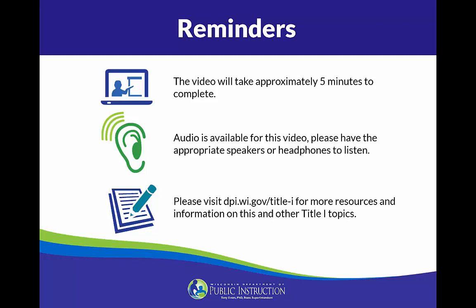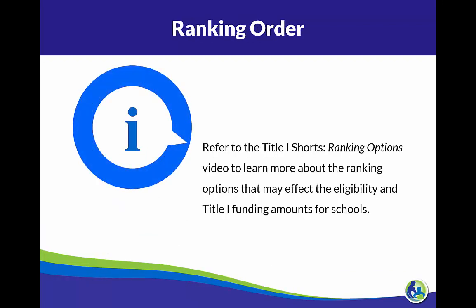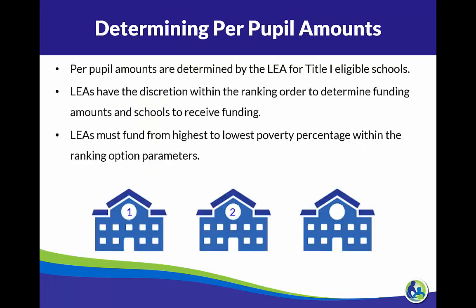Before we look at the per pupil amounts, it may be helpful to refer to the Ranking Options Title I Shorts video to learn more about the ranking options that may affect the eligibility and the Title I funding amounts for schools. Once a rank order is selected, LEAs may allocate funds to Title I eligible schools. Those allocation totals are determined by a per pupil calculation using low-income enrollment numbers.